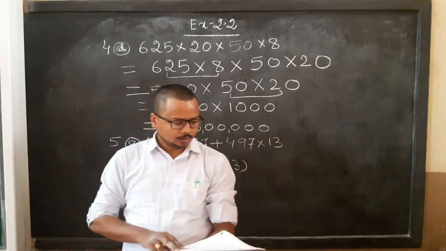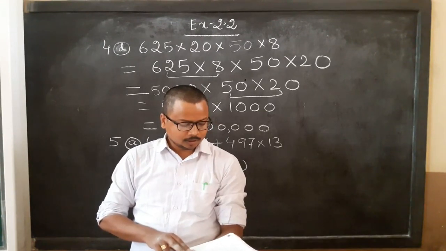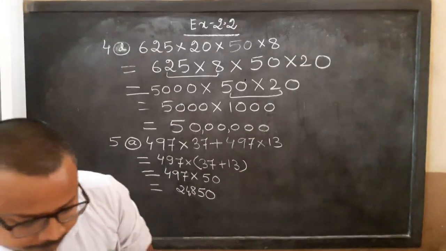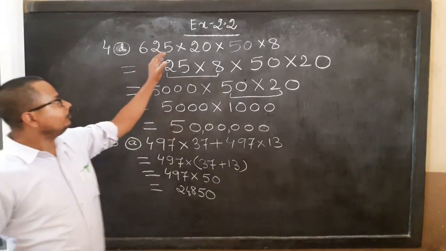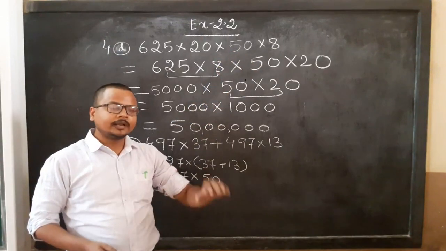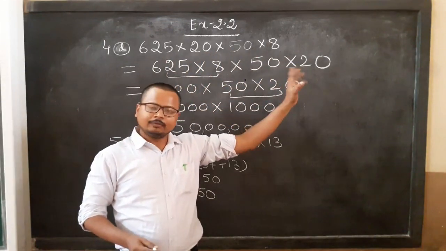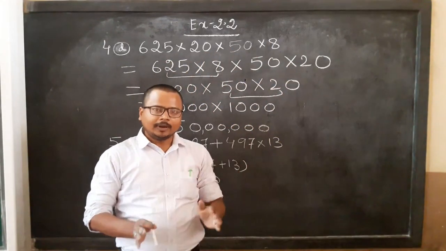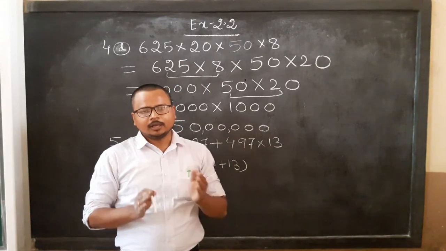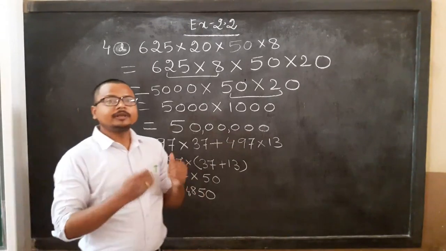Okay students, now let us move to question number 4. Find the products using suitable rearrangements. Okay, now let us see. We have to find the product of the given numbers by using suitable rearrangements. We can directly multiply these numbers also and we will get the correct answer. But we have to multiply these numbers by using rearrangements. Okay, how will we rearrange?